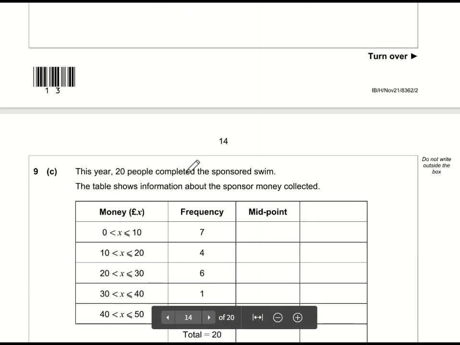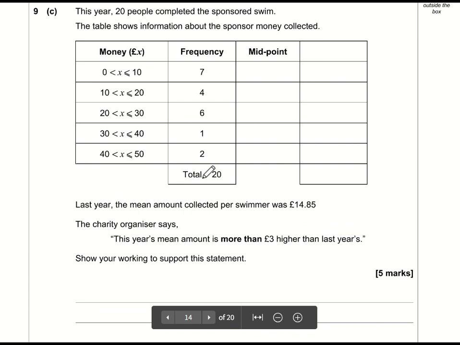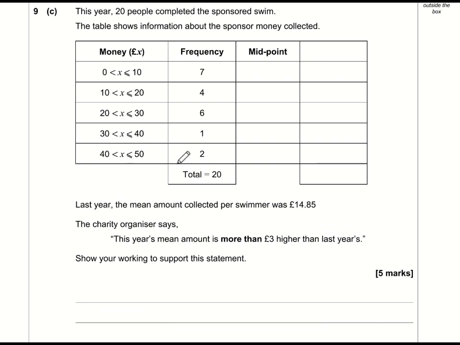Okay, moving on to part C. So here we want to work out the estimated mean. So we've got a column here for the midpoint. So what is the midpoint of 0 to 10? Well, that is 5. Then 15, 25, 35 and 45.